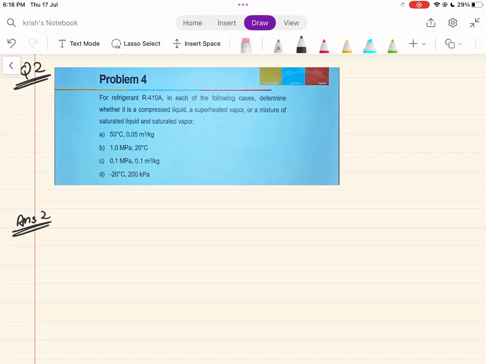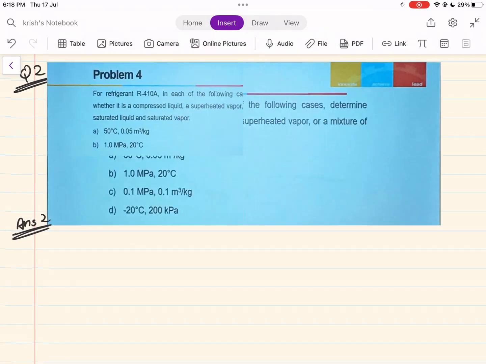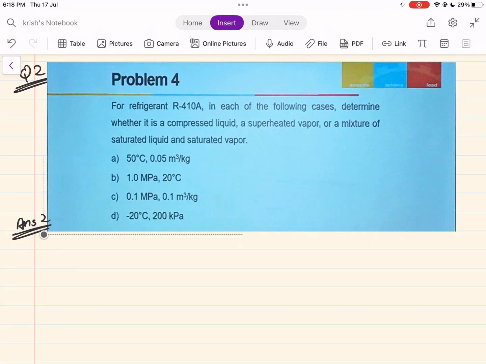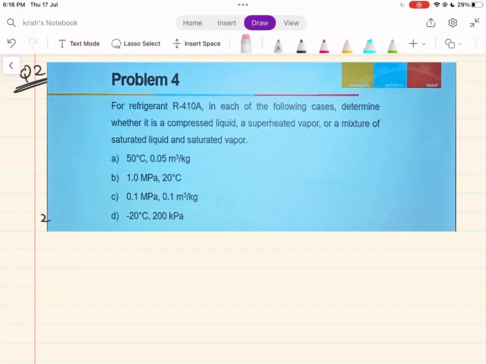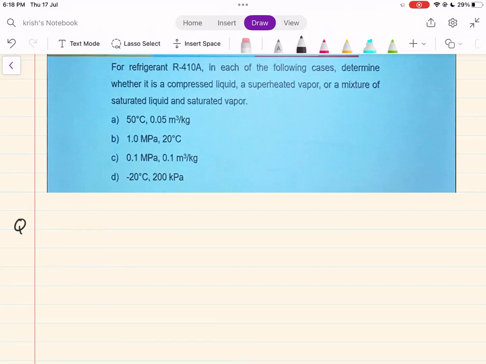Okay, let's get back to this question. Let me increase the size. Till now, it is quite straightforward what we have to do. Write the data, find corresponding data and saturation values from the table, and compare it. That's all we are doing. Okay, our substance is now R410A.